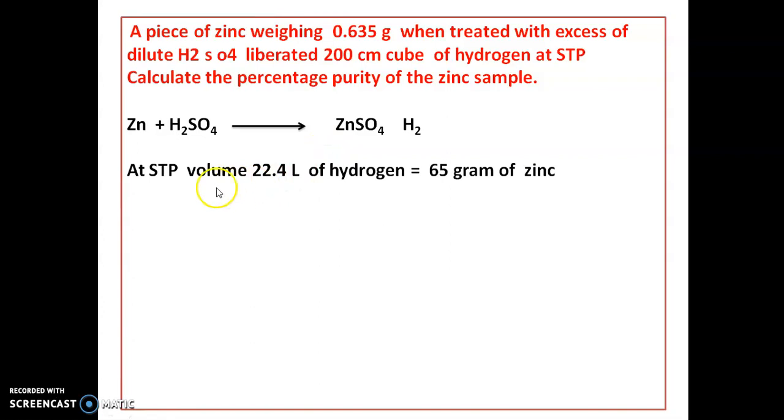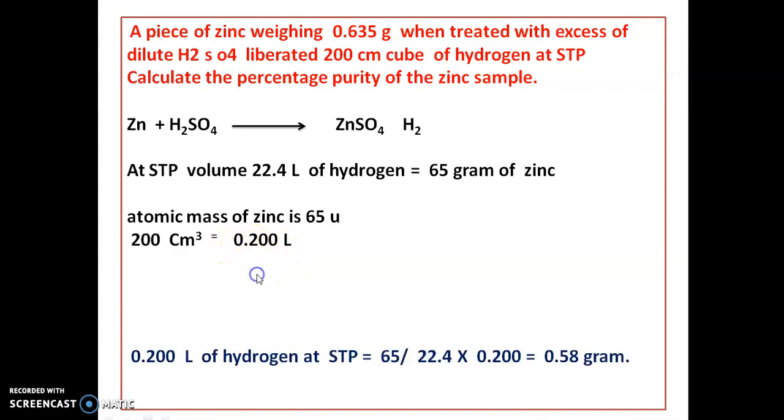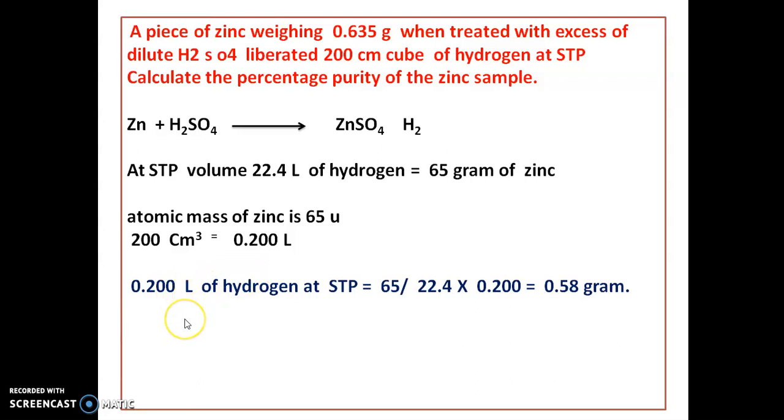So at STP the volume is 22.4 liter, because here cm³ is given, so you have to consider the volume, right? So at STP 22.4 liter of hydrogen is given by 65 gram of zinc. Okay. So the atomic mass of zinc is 65, and 200 cm³ is converted into liter. So it comes out to be 0.200. So 0.200 liter of hydrogen at STP is equal to 65 upon 22.4 into 0.200.